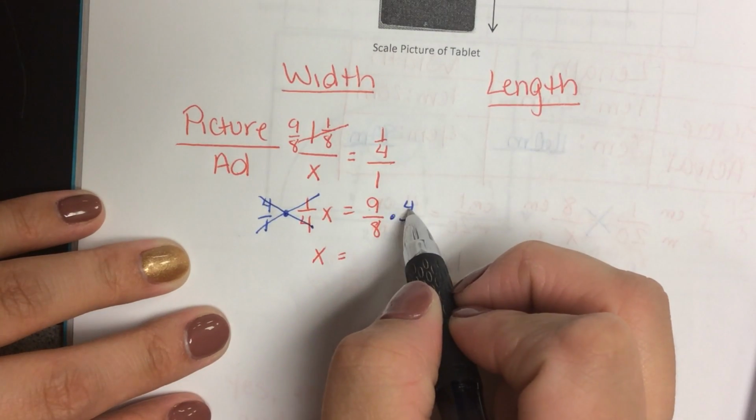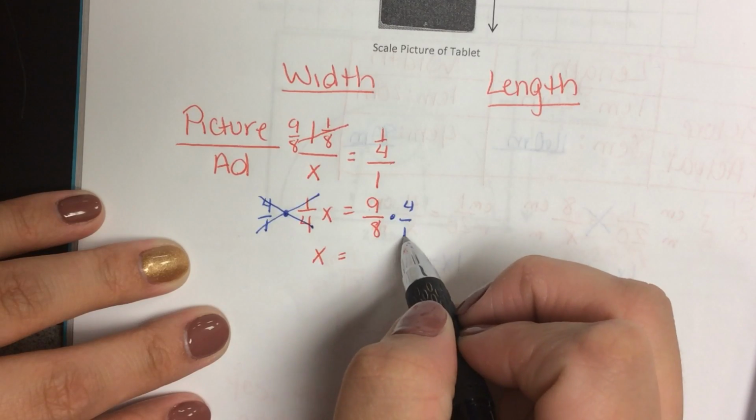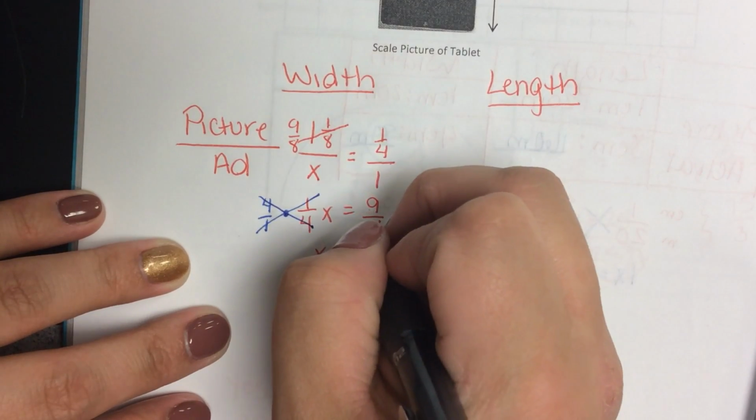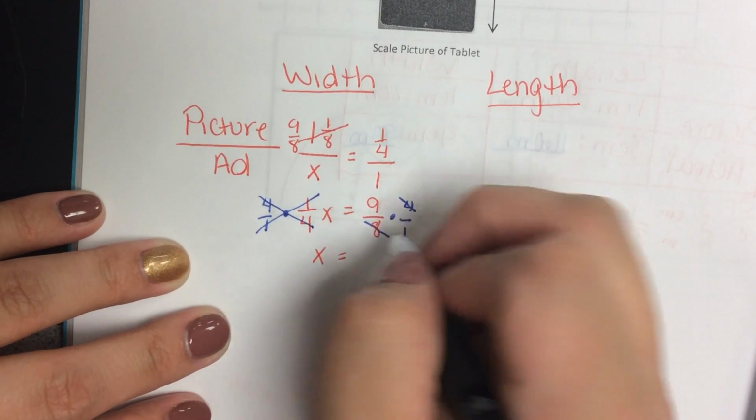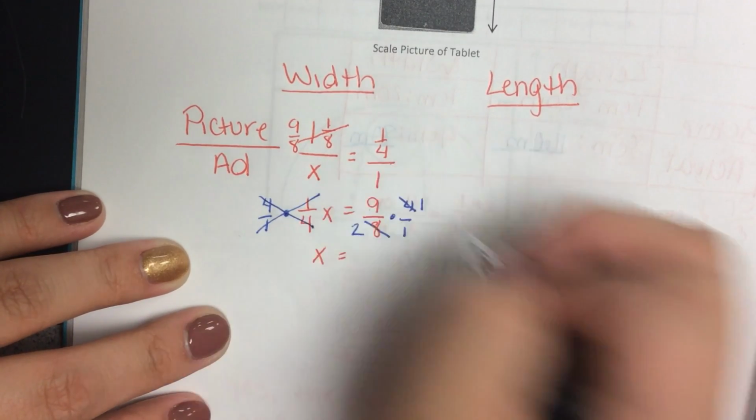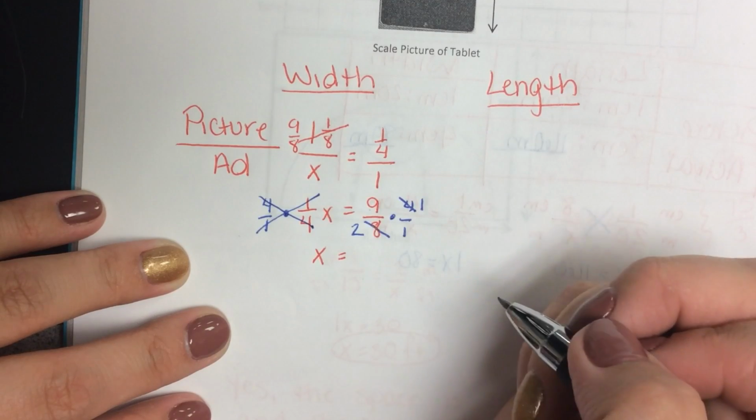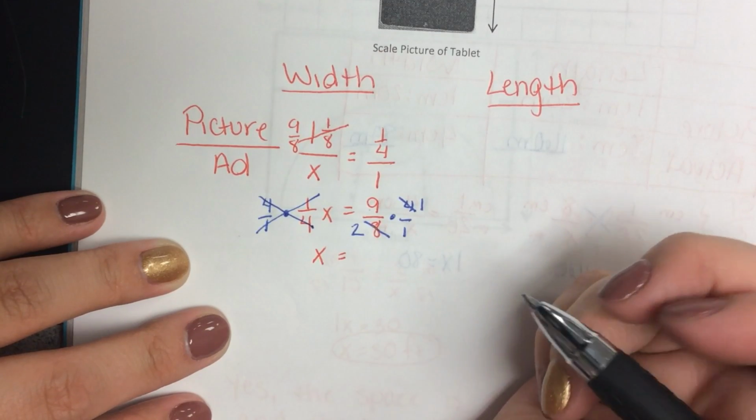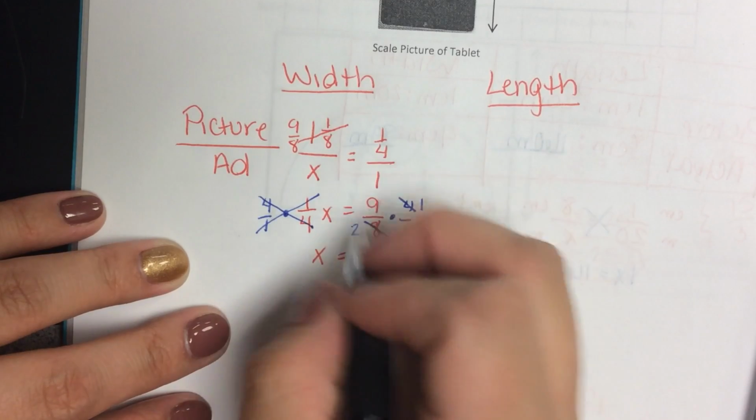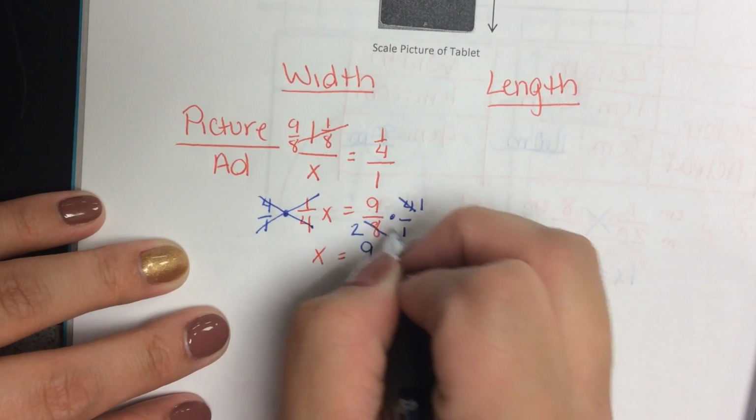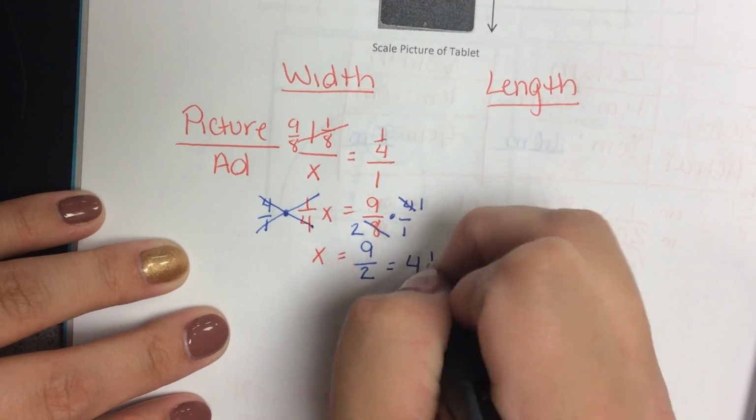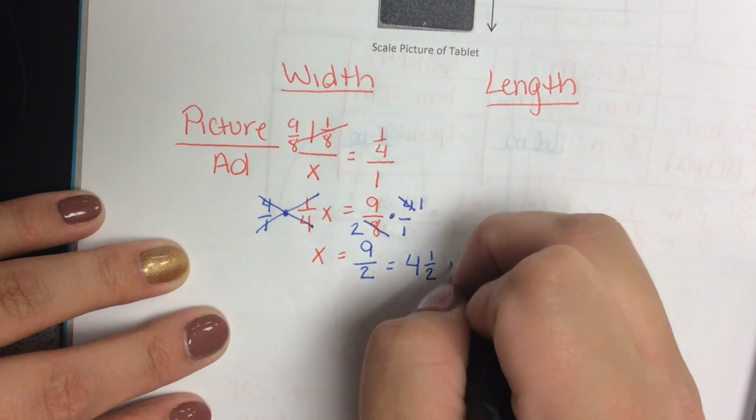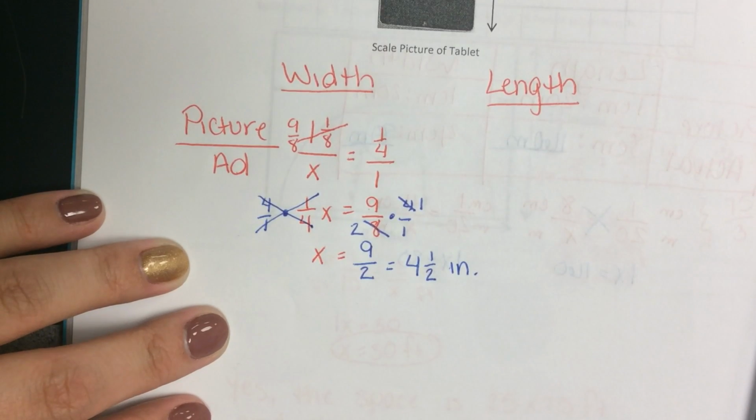And 9 times 4 and 8 times 1. But what I notice is that I can cross cancel here. So 8 and 4 can be reduced with each other to 2 and 1. And now I've got smaller numbers to work with, which makes my life easier. 9 times 1 is 9. 2 times 1 is 2. And if I turn that into a mixed number, I'd get 4.5 inches for the width.